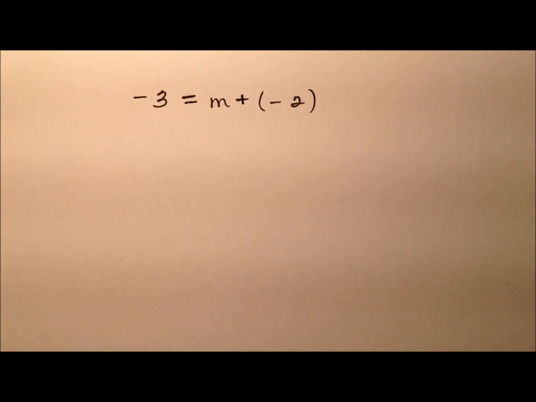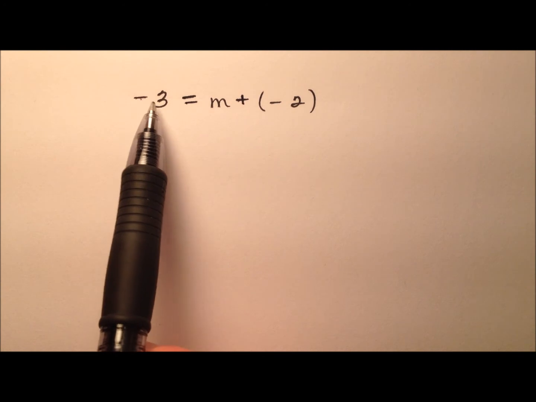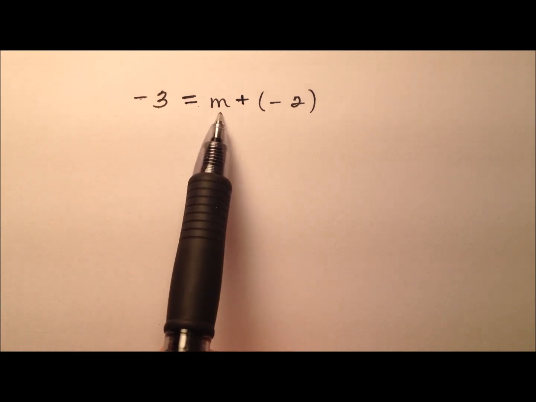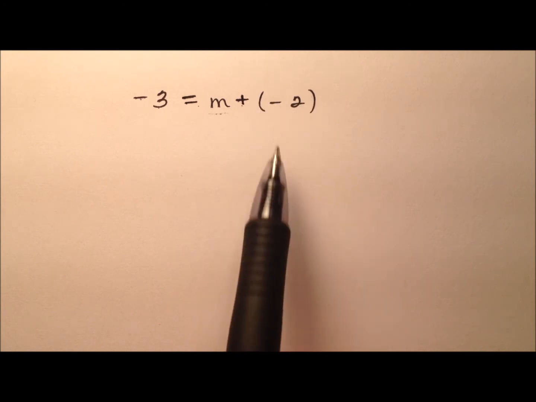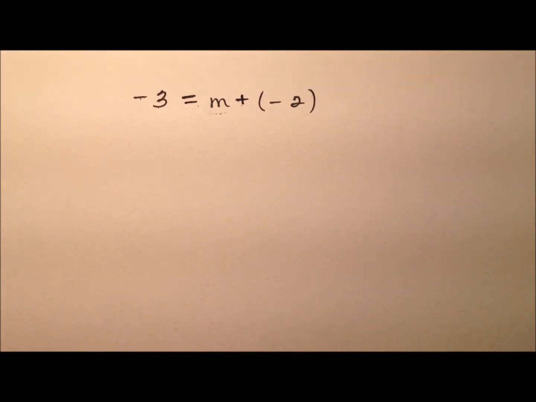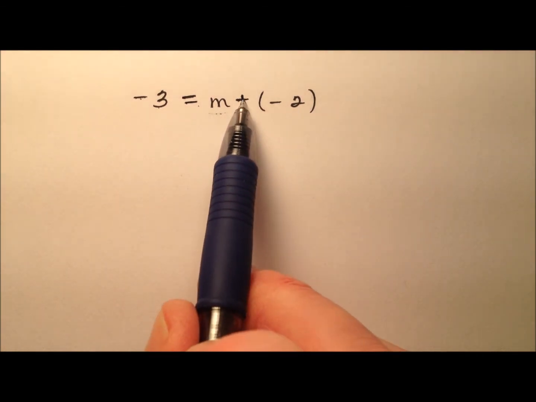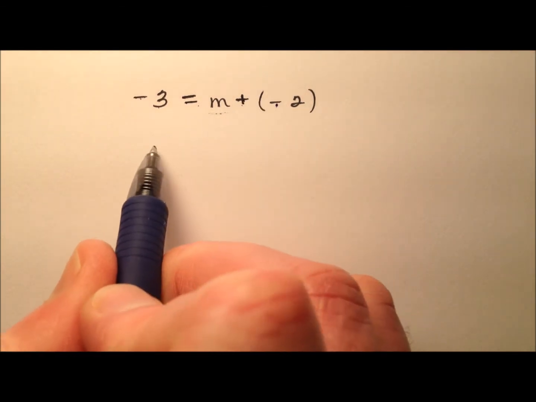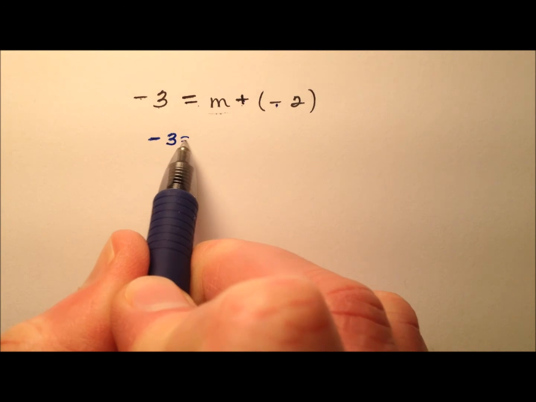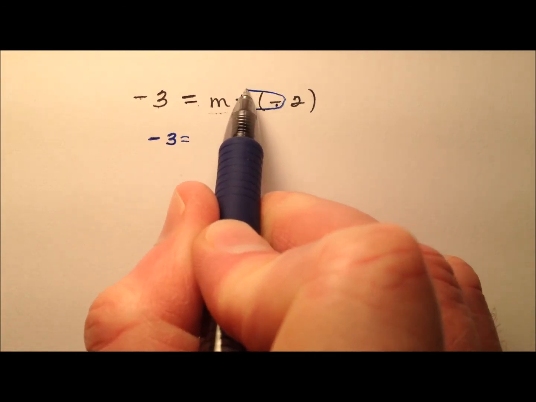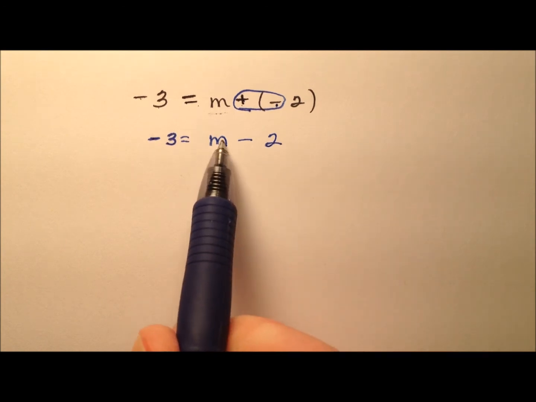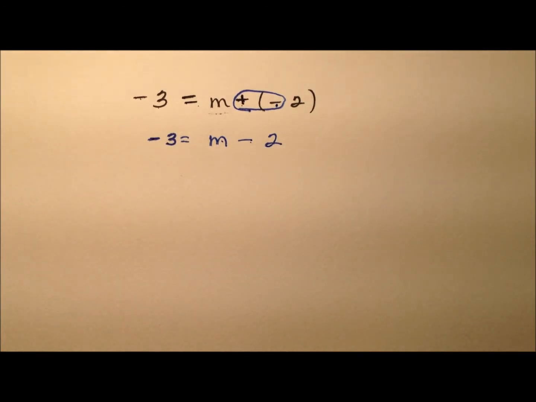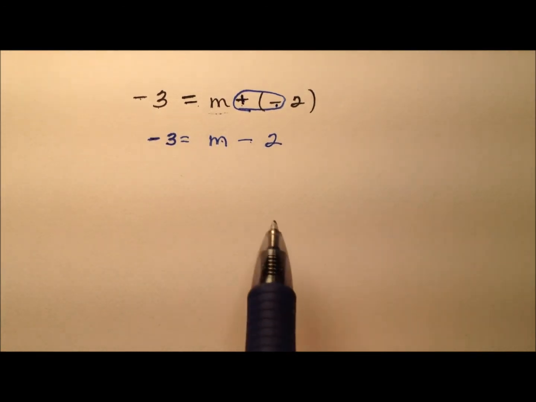In this third example, we have the equation negative 3 equals m, which is our variable, our unknown value, plus a negative 2. Well, I'm not sure I like the 2 operation symbols right next to each other, the addition with the negative here. So I'm going to go ahead and rewrite this equation. And whenever I have plus a negative, I'm going to change that to a minus. So it'll be m minus 2 on that right side. And that's probably a little easier to work with.